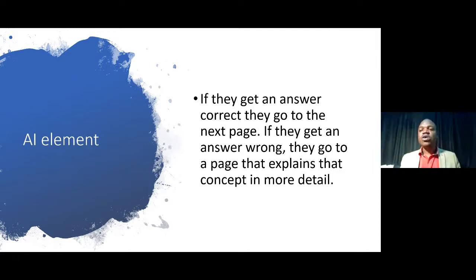And that's why, if we get some platform where we can ask the learners, if they get an answer correctly, then they go to the next page. If they get the wrong answer, then they go to a page that explains the concept in more detail. They do some remedial. Remember, we're talking about student learner-centeredness. So how do we get those remedial issues for the learners? And then we don't also present everything to all the learners at the same time. That is very important when we talk about the artificial element of a learning management system.